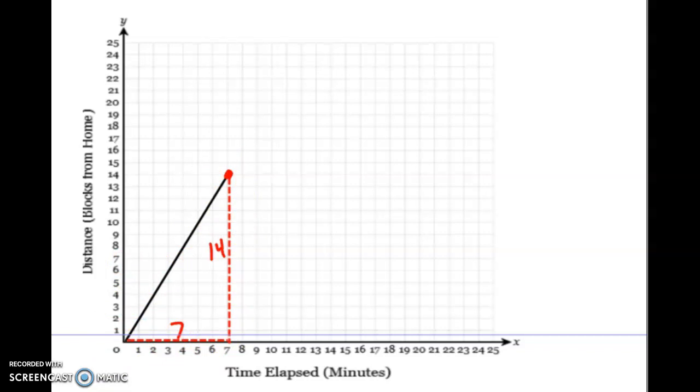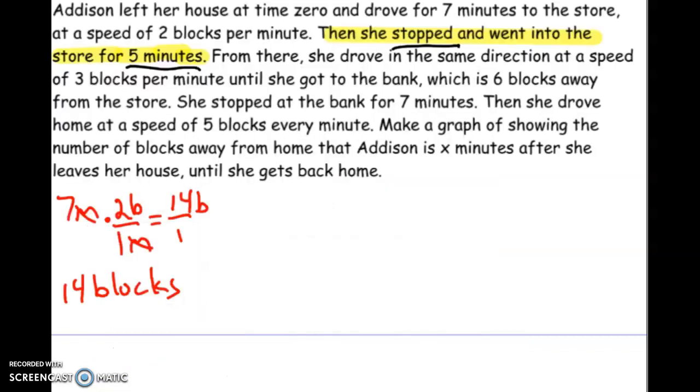Okay, let's look at another part. The next part is, then she stopped and went into the store for 5 minutes. So that's a straight line just over 5 minutes. You just go from 7 to 12 minutes. You're not going up away from the home, and you're not coming toward the home. You're at the store staying still for 5 minutes.